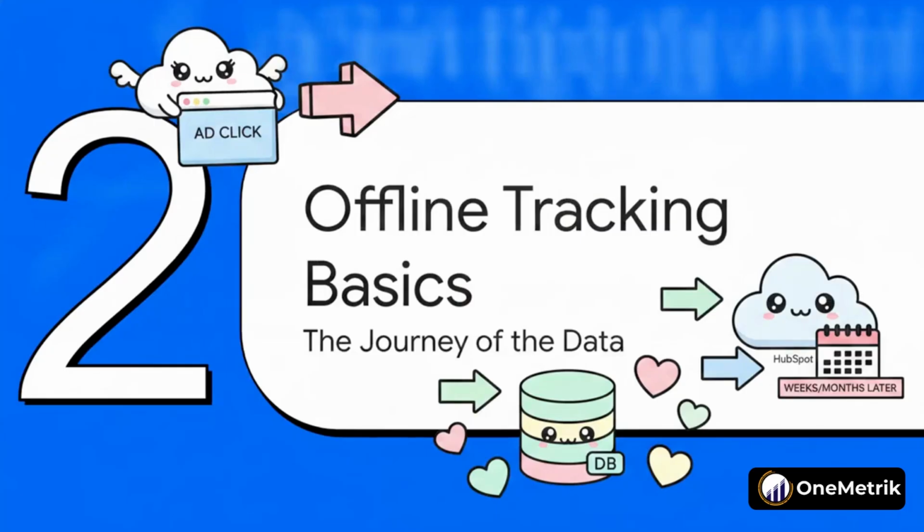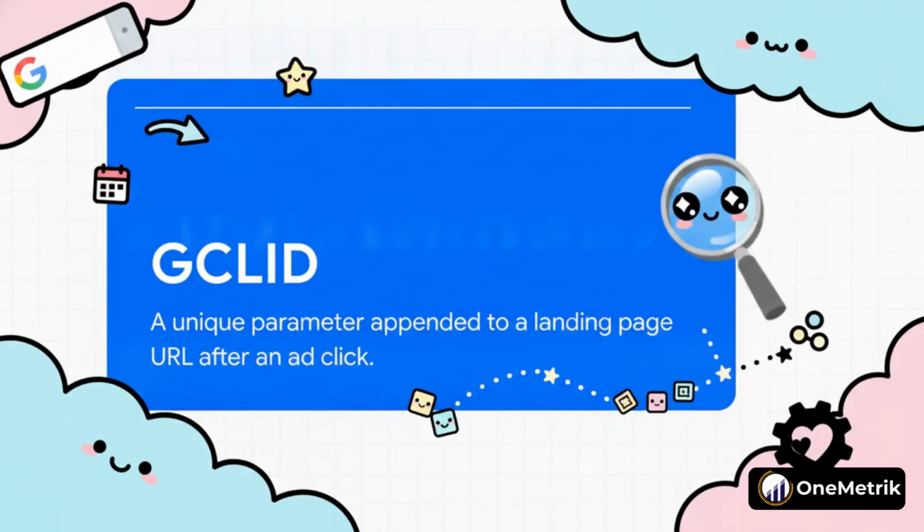So how do we fix this? That brings us to Section 2, how offline tracking works, the journey of the data. We need a mechanism that bridges the gap between that initial browser session, the ad click, and the actual real-world business outcomes that get logged in your HubSpot CRM weeks or even months later.